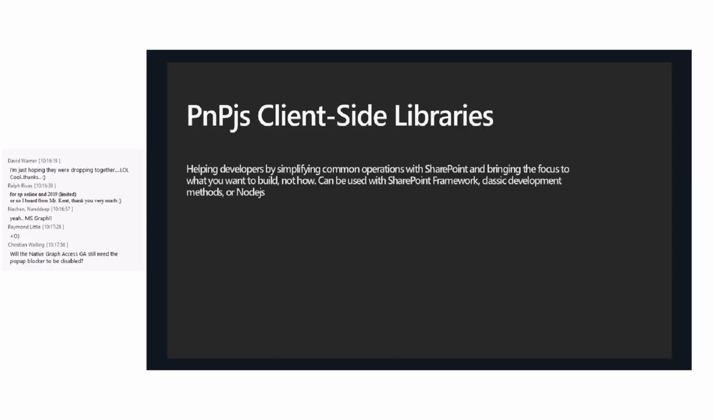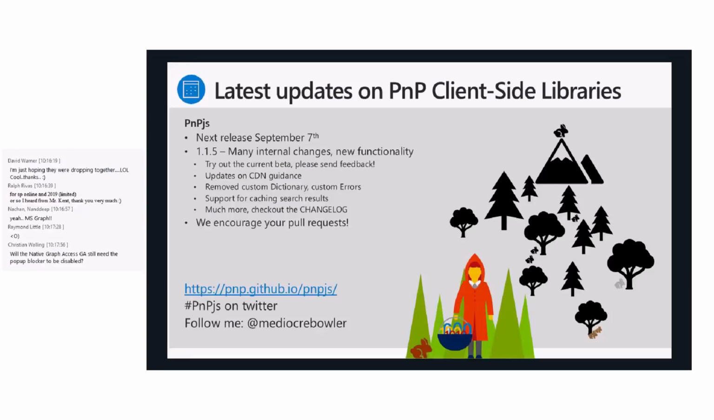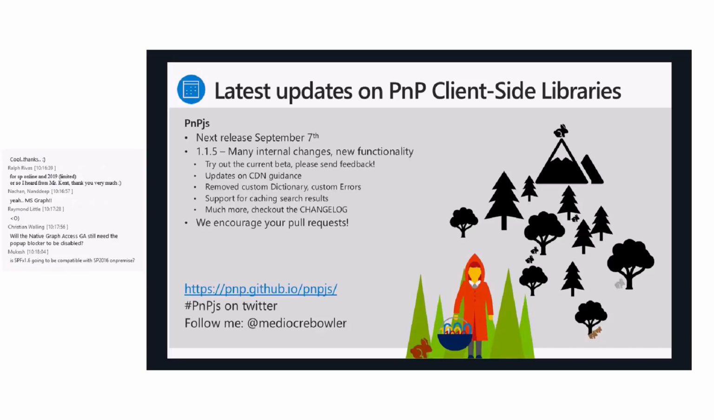So, quick updates on the PnP JS client-side libraries. The next release is targeted for September 7th. I mentioned this last call: this might be a major release. It's not going to be. It's going to be 1.1.5, so falling right in line. It's mostly going to be internal changes, so it should be fairly invisible to folks consuming the library.